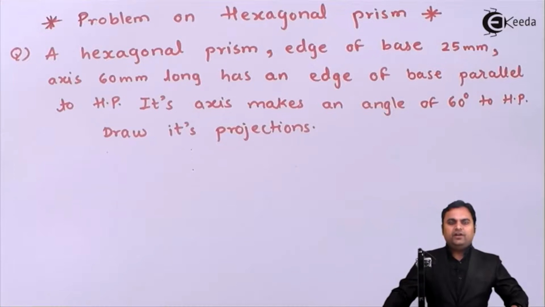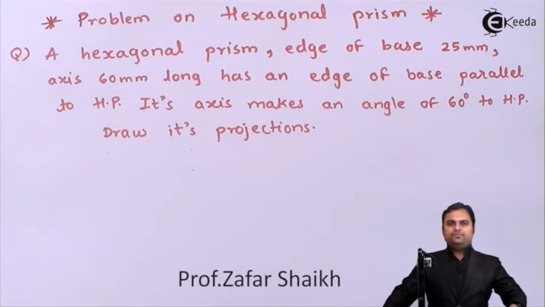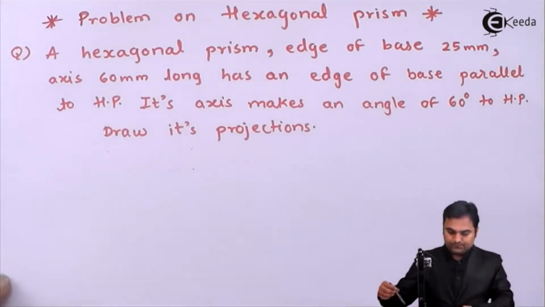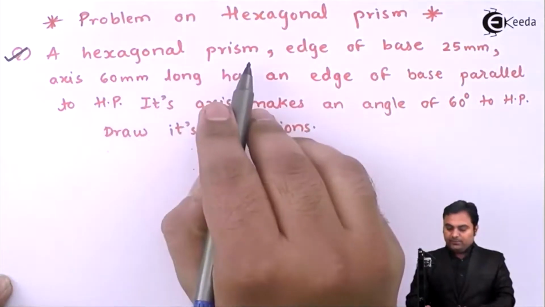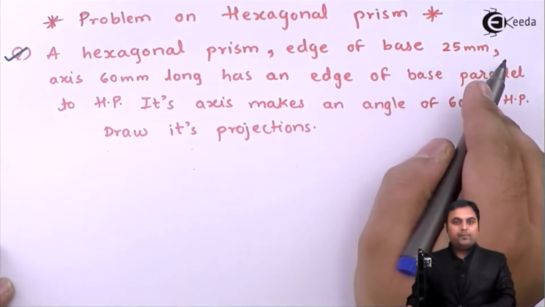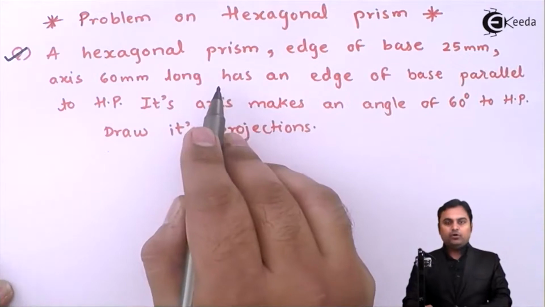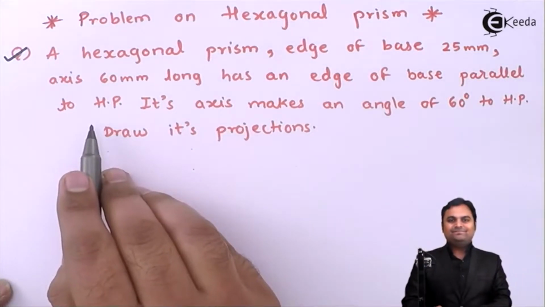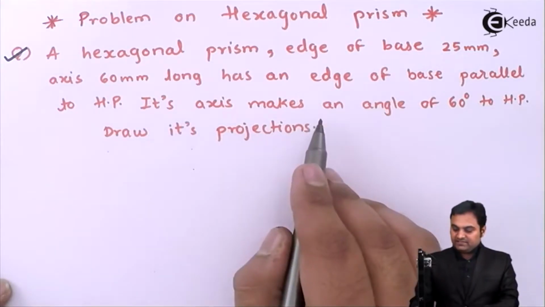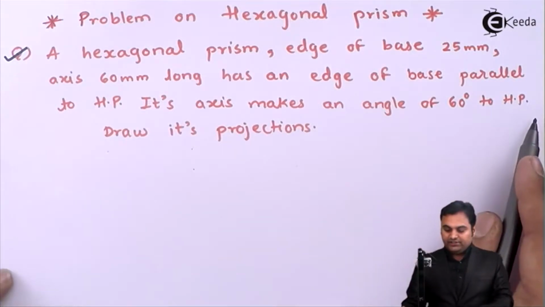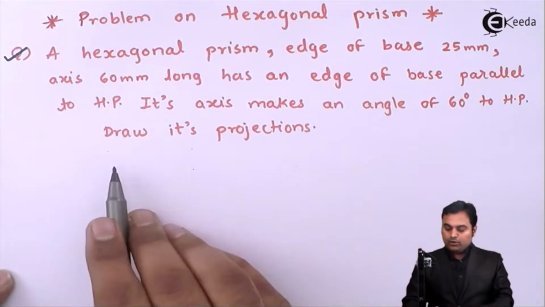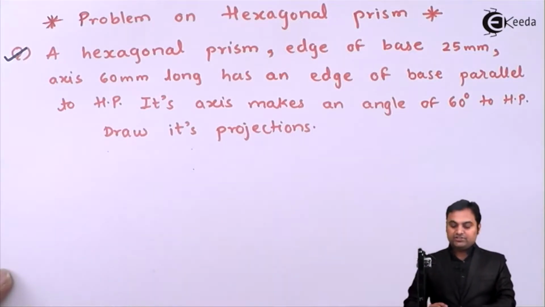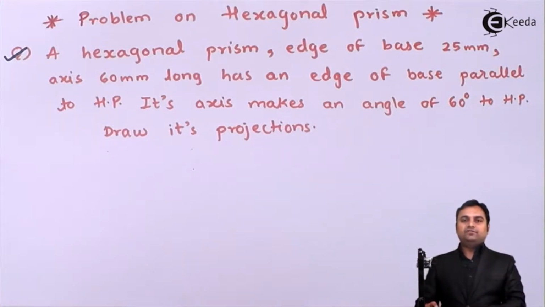In this video, we are going to see a problem on hexagonal prism. Here is the question. A hexagonal prism, edge of base 25 mm, axis 60 mm long, has an edge of base parallel to HP. Its axis makes an angle of 60 degree to HP. Draw its projections. So this is the question in front of us.